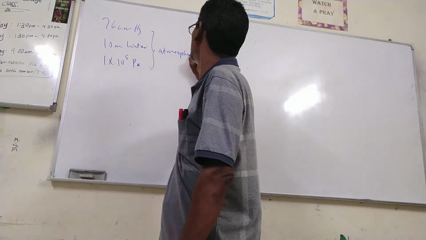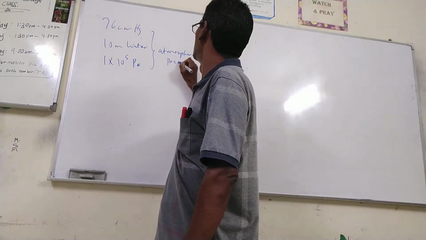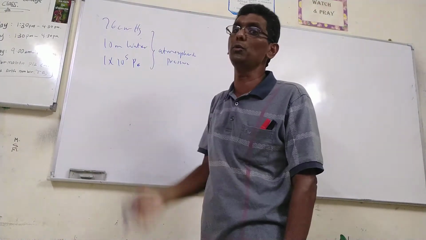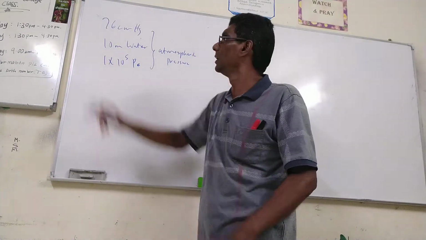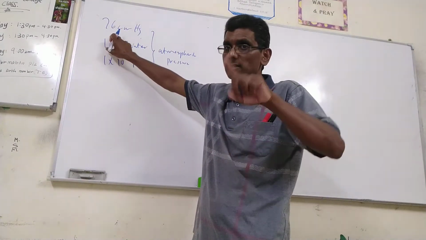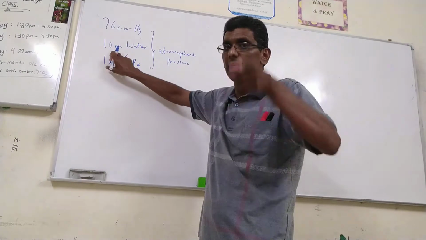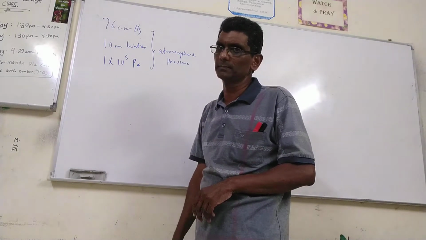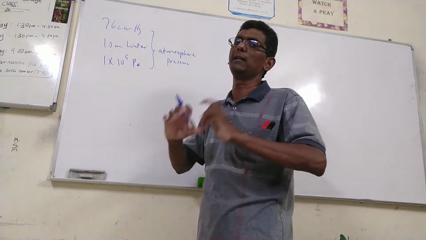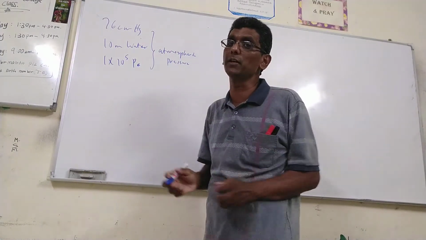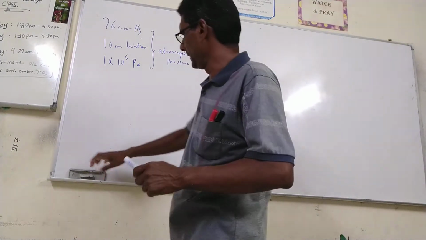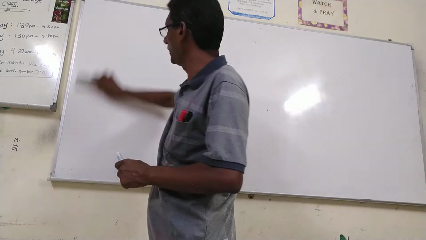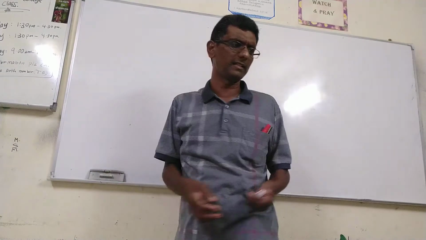These three are all atmospheric pressure, measured in different units but with the same value. 76 cmHg is the same value as 10 meters of water, which is the same value as 1 times 10 to the power 5 Pascal. They are given in different units. Today we're going to learn with 76 cmHg.